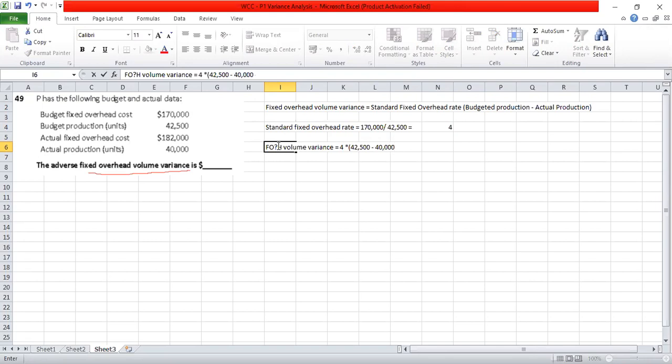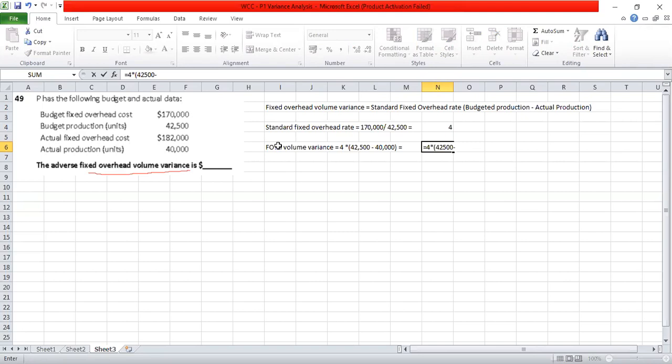Do you think this is favorable or adverse? Of course, it is given already as adverse. Why do you think it is adverse? Why is it adverse? Ma'am, it is because the actual cost is greater than budgeted.